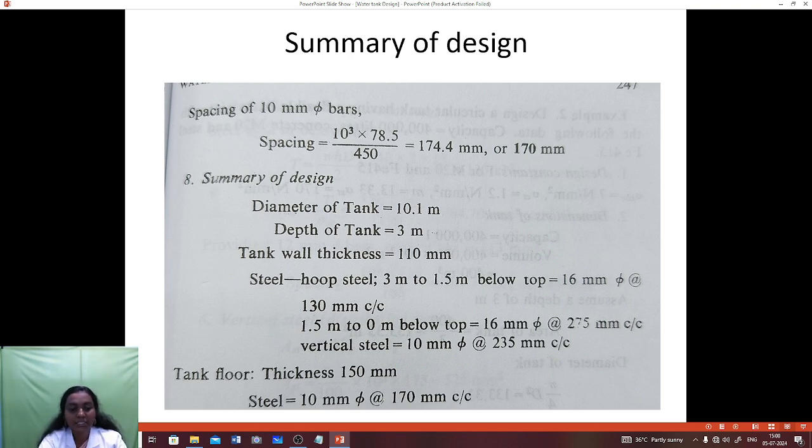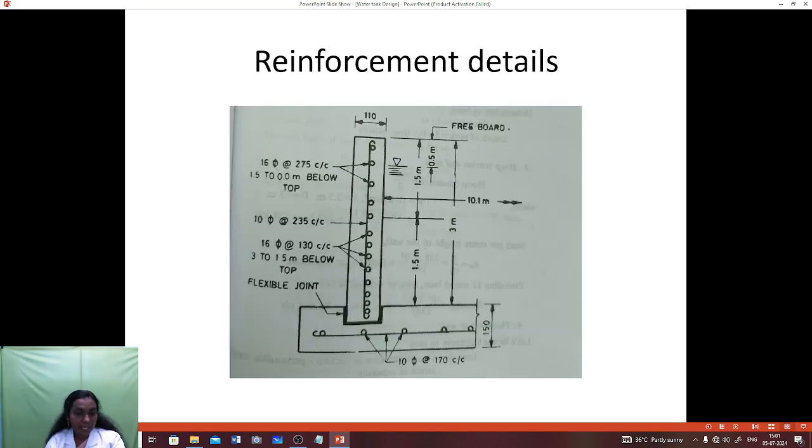Then the tank floor. The thickness of the tank floor is 150 mm. We assume the steel is 10 mm diameter provided at the center of 170 mm. Okay. This is the summary of the design. We easily find the value of diameter, depth, thickness and area of reinforcement in a circular water tank. The water tank is flexible base. Okay. This is the reinforcement detail of the flexible base water tank.